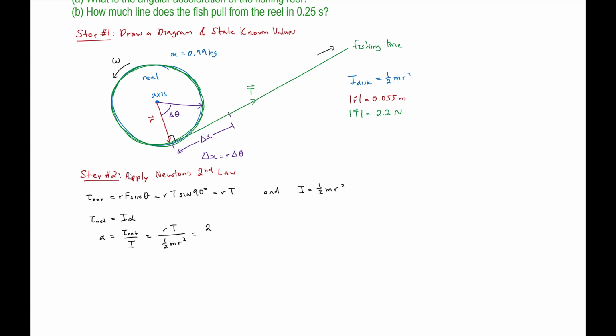We can move the 2 to the top. We can get rid of an r in the top and bottom, so we have 2T over mr, which is equal to 2 times the tension, which is 2.2, divided by the mass, which is 0.99, and the radius, which is 0.055. So alpha is equal to 80.81 radians per second squared. So that answers part A.